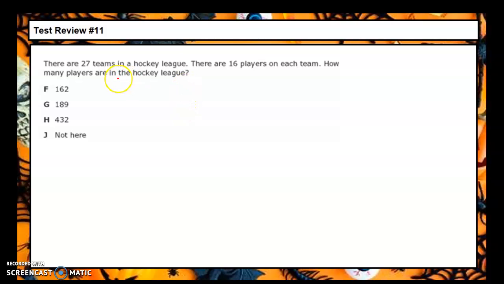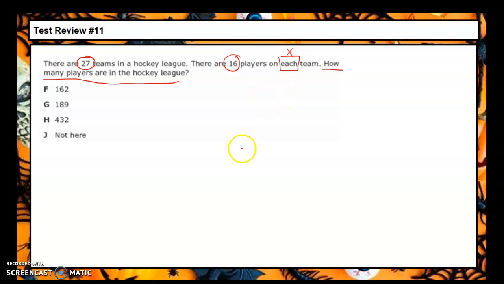Okay, so I'm going to circle my numbers. I've got 27 and 16. My question is asking, how many players are in the hockey league? So in the whole hockey league, I'm looking for a total. So that means I'm multiplying or adding. But I see the word each, which tells me I'm going to be multiplying to find the total number of players in the whole league.